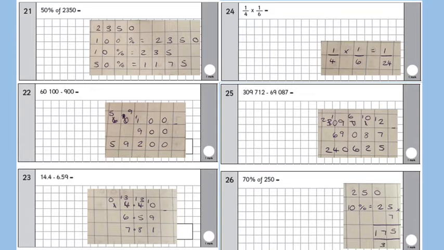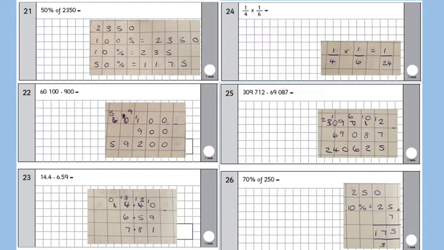Number 25, we've got 309,712 subtract 69,087. So again, definitely write this question out when you're trying to solve it, because there's too many digits to try and do in your head, lots of exchange, and it would get way too confusing. So the answer to this question then is 240,625.